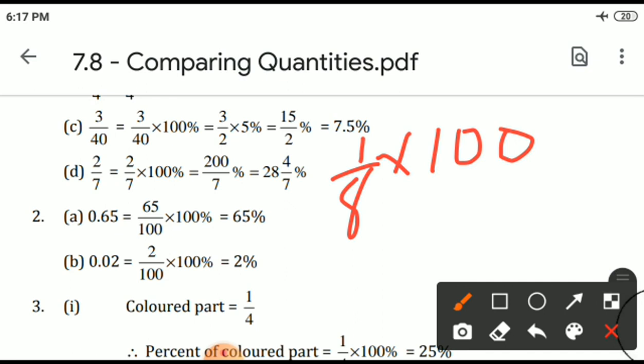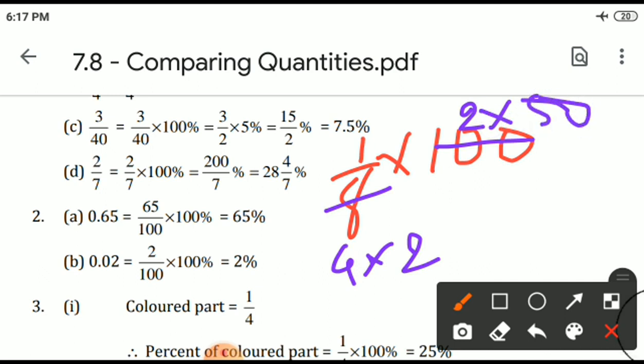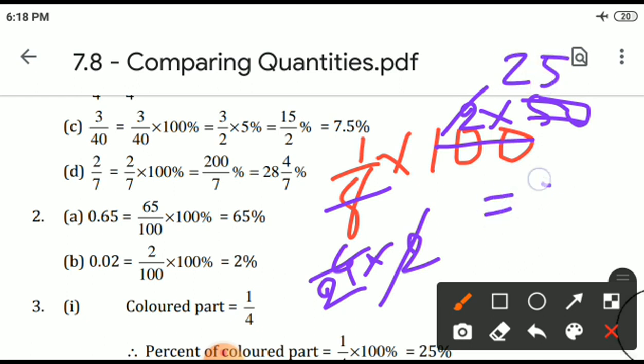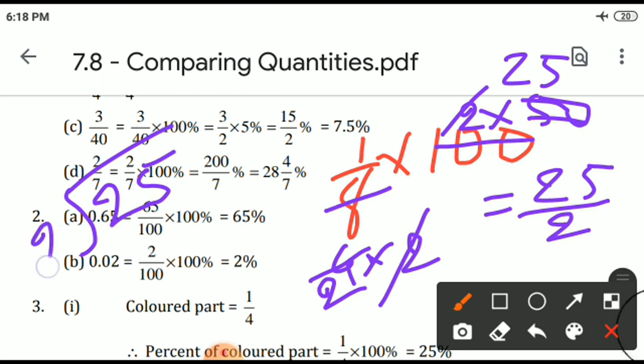Happy? Okay, let's see. 8 and 100. First of all, can we write 8 as 4 into 2? And 100 as 2 into 50. Now cut this 2 and this 2. Again, you can cut here: 2 into the 4 and 25 into the 50. Now you have the simplification 25 upon 2. Will you divide 25 upon 2, my dear students? Yes, you can do it. The final answer remains the same.